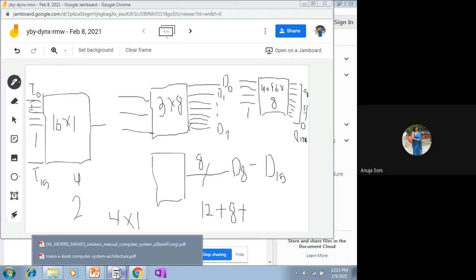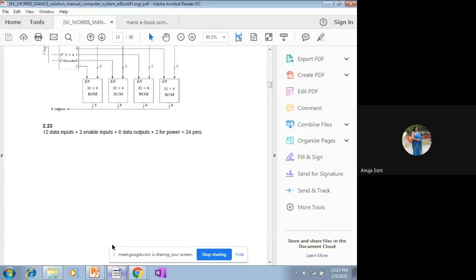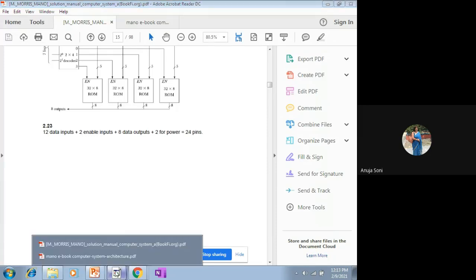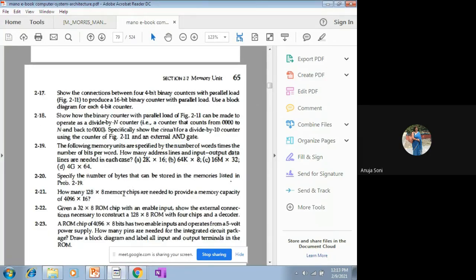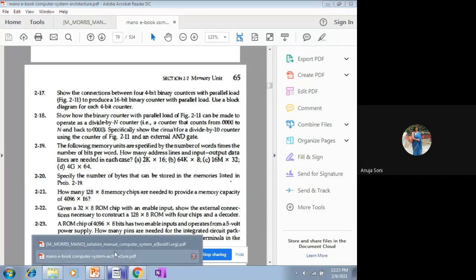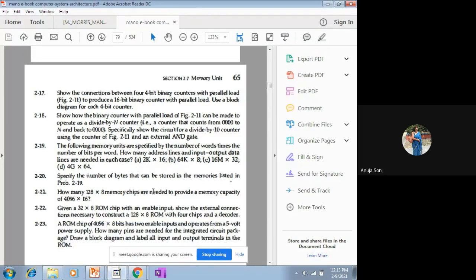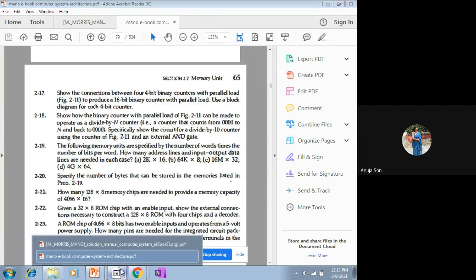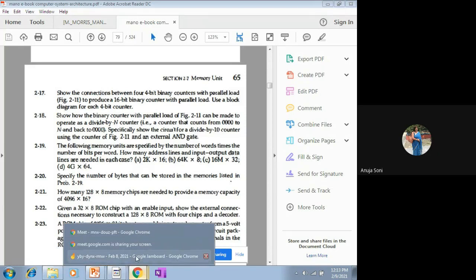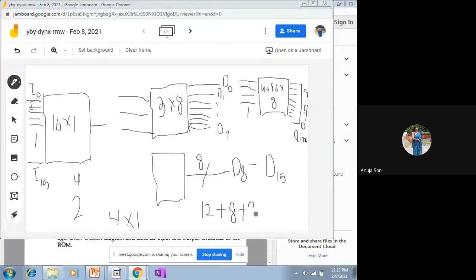And what other hint has been given? In the given question, it is given as 2 enable inputs. 2 pins are used as enable inputs. Earlier you were asking whether more than 1 enable pin can be there or not. You can see here that 2 enable pins are being used. Ultimately, you have to explain how many total pins are required to construct such a chip. So we are going to count those pins.